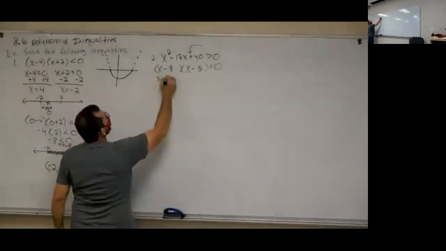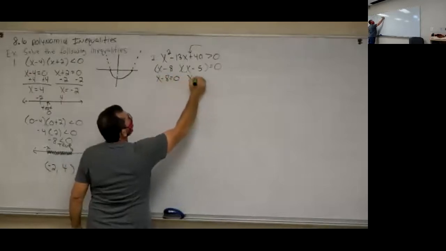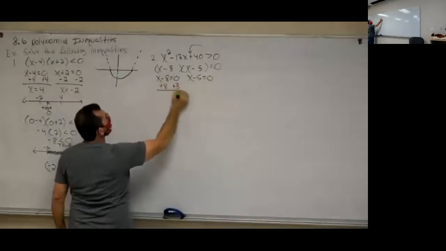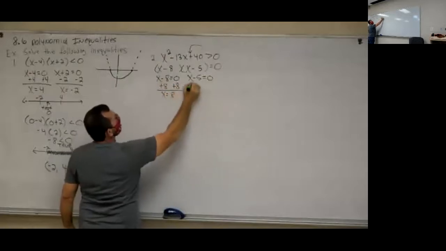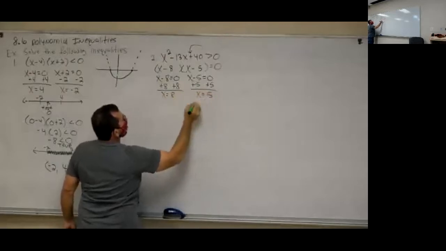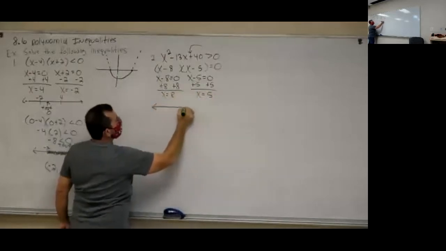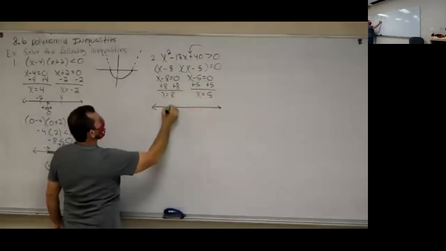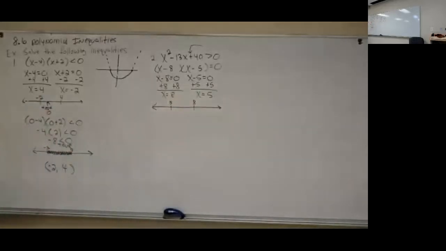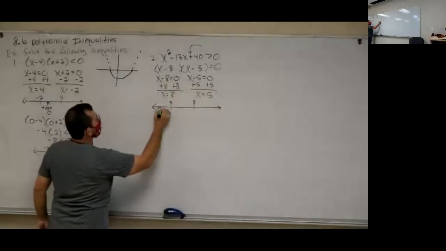Set both of them equal to 0. So it looks like I'll get a positive 8 on my first one, and a positive 5 on the second one. So, our little interval: 5 would come first, and then my 8. I'm still going to test 0, and I'll show you on this one why I love zeros. But I do know that 0 is going to be in this first section.